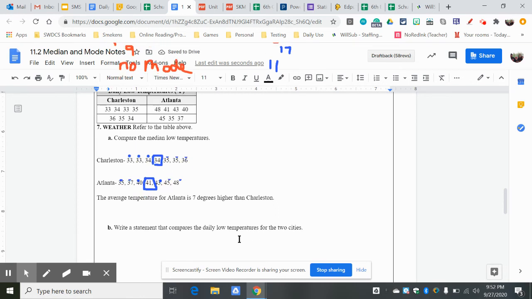And then I'm going to write a sentence that compares the daily low temperatures for the two cities. So if I am comparing these, Charleston starts off with like 33 and it goes all the way up to 36, which is only a 3-degree difference. Atlanta goes from 35 all the way up to 48, so that actually varies about 13 degrees.